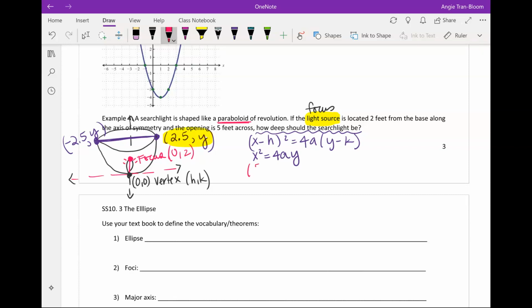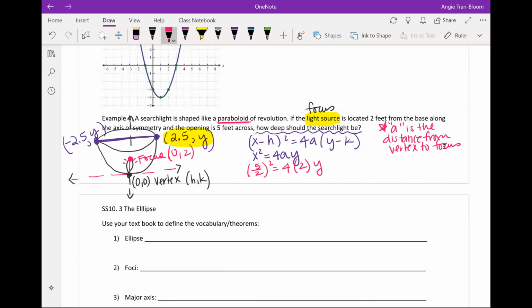So 2.5 is really 5 over 2, quantity squared, equals 4 times a times y. Well, I have one equation and 3 variables. I know what x is, I can plug that in. So let's remember, a is the distance from vertex to focus, or vertex to the directrix. Since we have the focus, a happened to be 2 feet. So plug that in and we're solving for y.